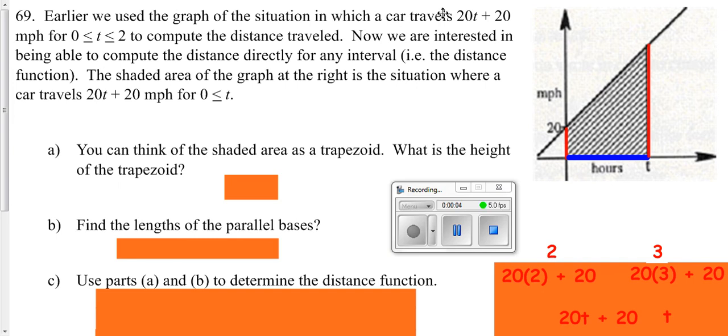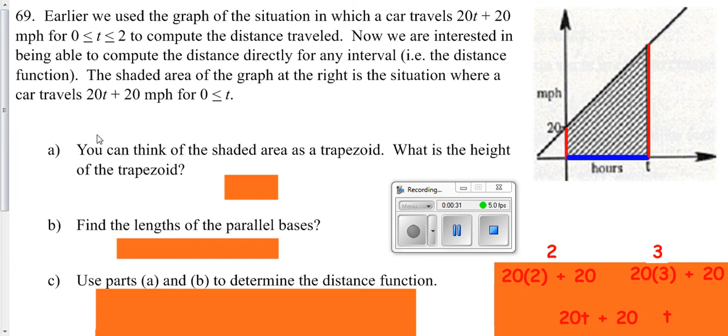So we have our car traveling at 20t plus 20 miles an hour. So when we graph that, you should realize that this is the slope of a line of 20 with a y-intercept of 20. We get this right here. And we're looking at our time going from 0 to 2, so we have this. Now, we end up having a trapezoid.